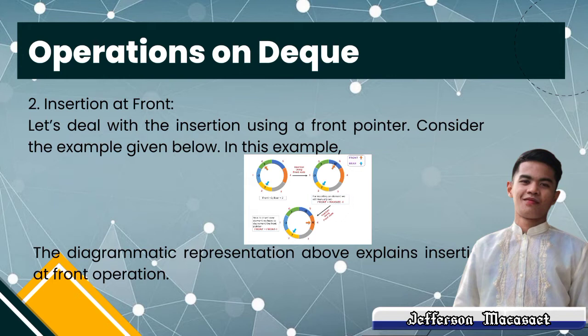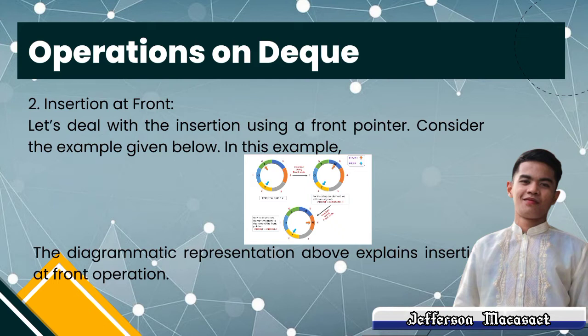Consider the example given below. In this example, a front node points to index 0, and now you want to insert elements using it. In order to do that, set the front pointer to max size - 1. Doing this will allow your front pointer to reach the end of a queue. After that, you can insert a new element at this new location.